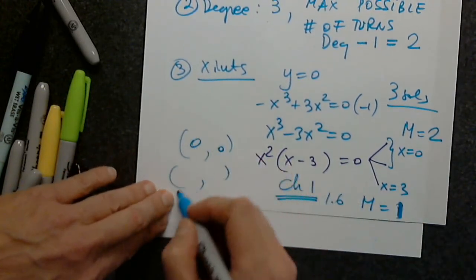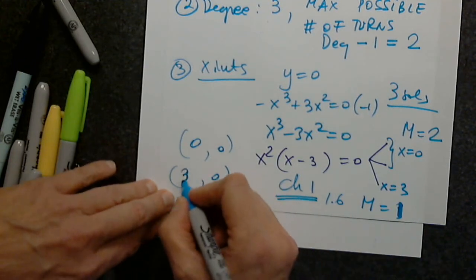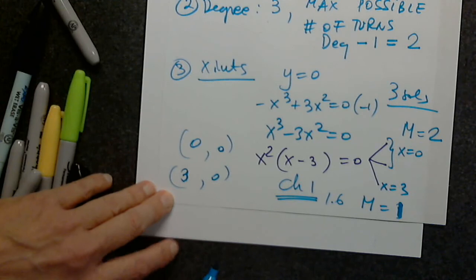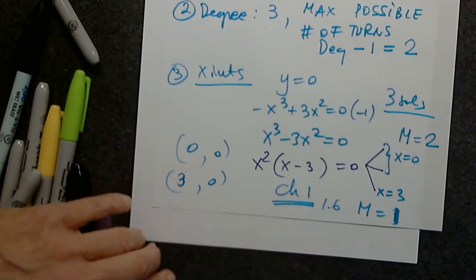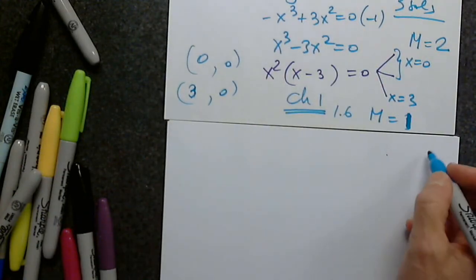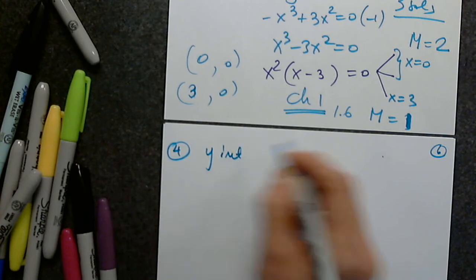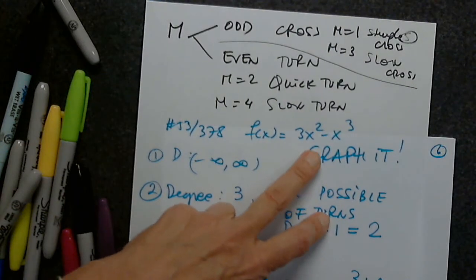So we have 0, 0, and 3, 0. Say it again. Is this okay? Everyone? Okay. Moving on. Number 4, y-intercept. Can anyone give us the y-intercept, and how do I find it?